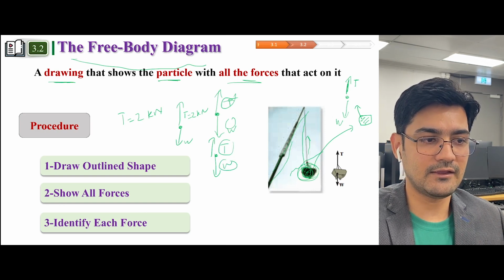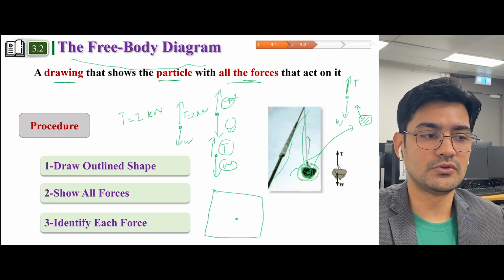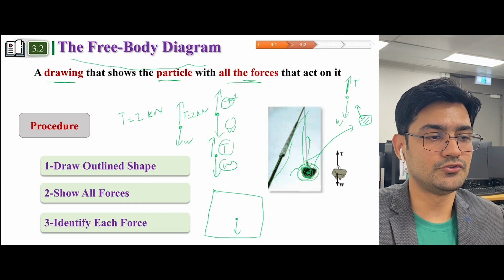So finally, if I want to draw a free body diagram of this particle, the first step was to draw an outline shape. The second step was to show all the forces.